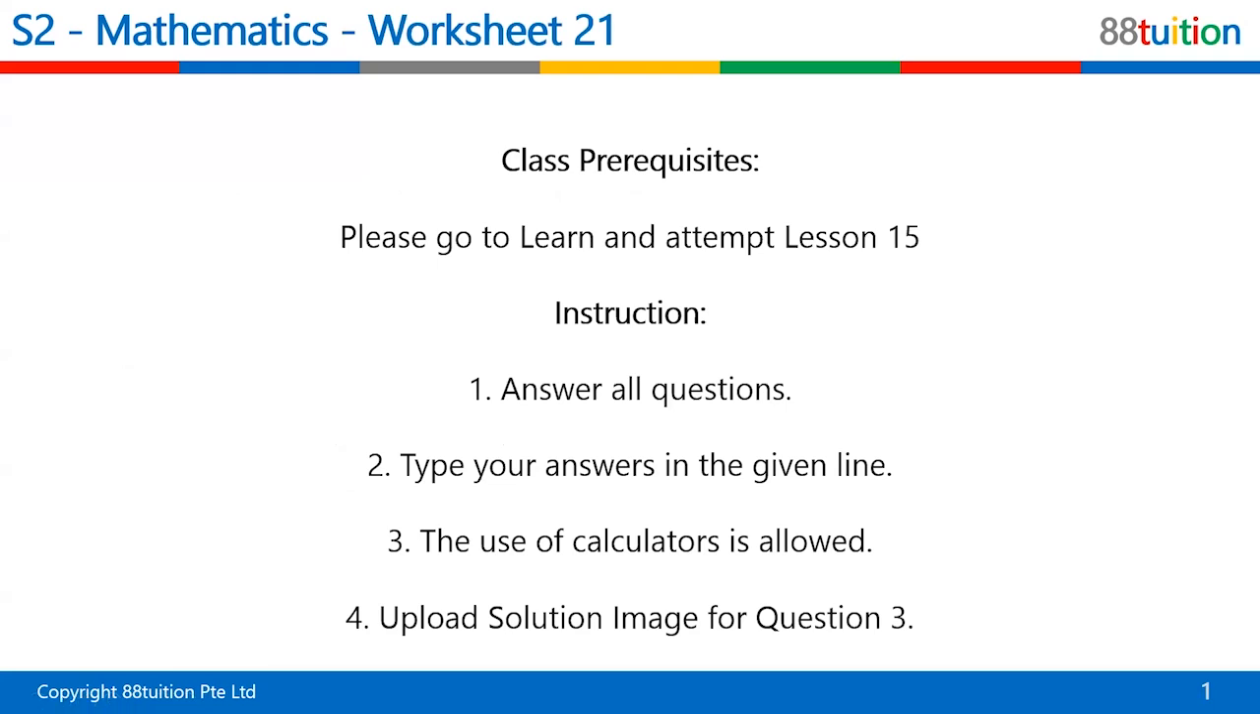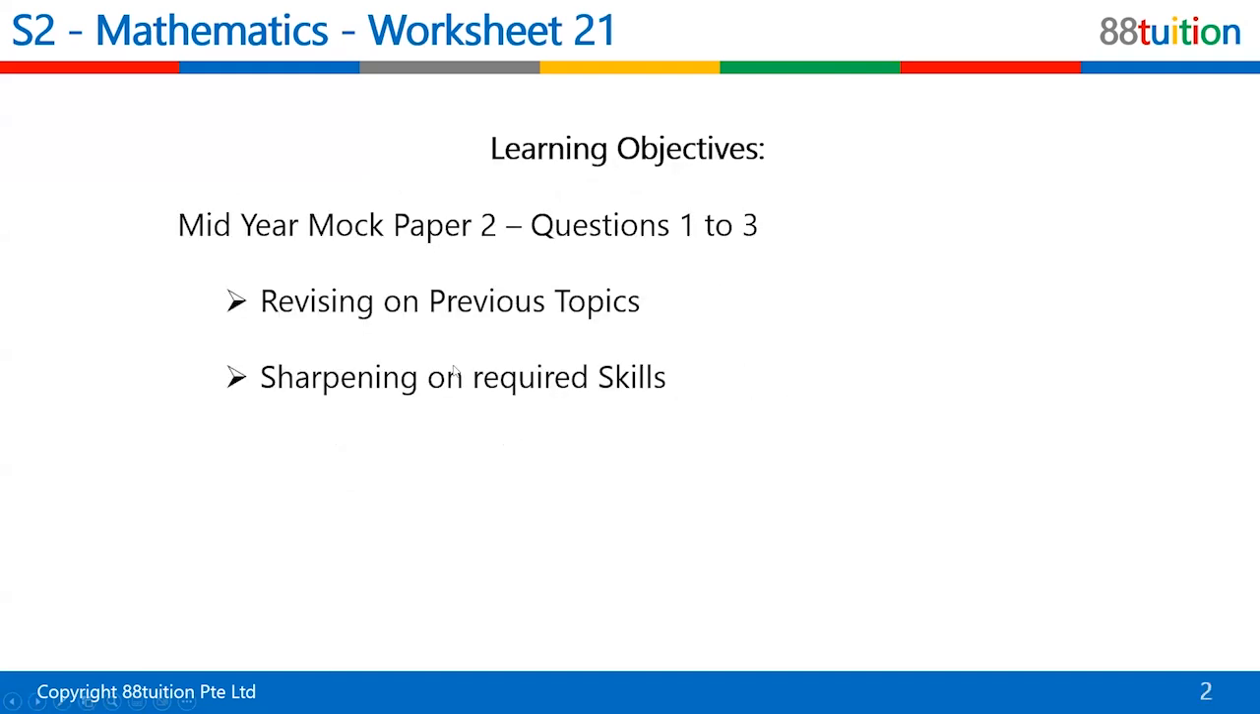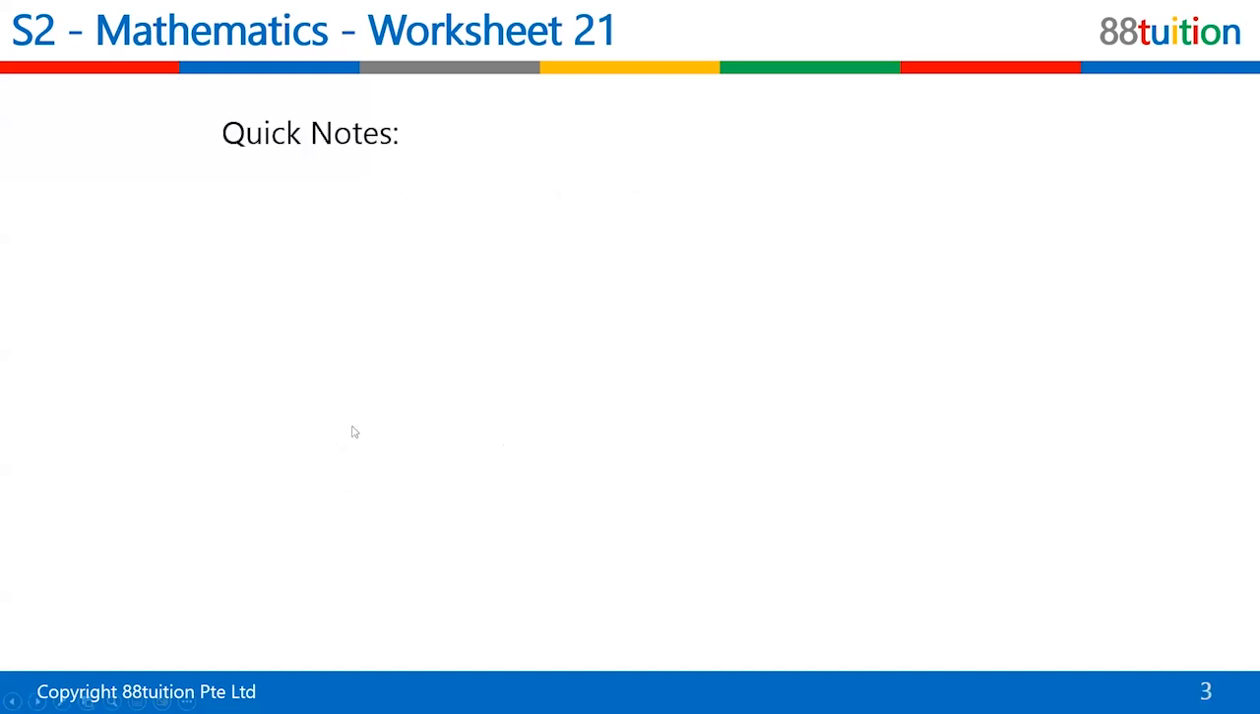Okay, so hopefully everyone has attempted lesson 15 already. And now we're going to start another mock paper 2. For the past 2 weeks we have tried paper 1, and now we're going to try paper 2. Revision. So, quick note. Can you guess what's the first thing I'm going to write down? Of course, it's the 3 formulas. So we will always have this one, right?